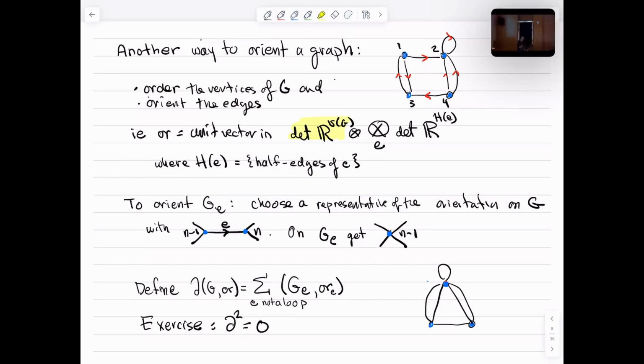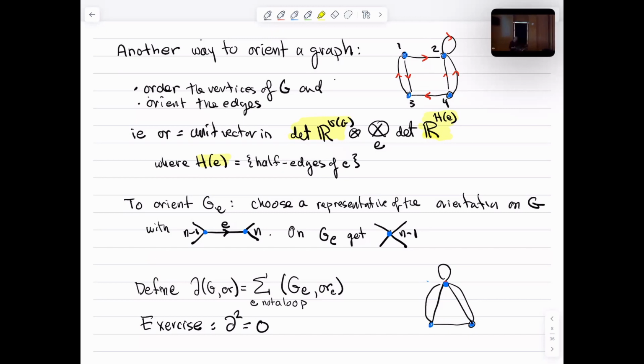Determinant of R to the V of G, that just orders the vertices. And then for each edge, I'm going to take R to the H of E, where H of E is the number of half edges of E. So if I order the half edges of an edge, that's the same as putting an arrow on the edge. Okay, so that says exactly the same thing as my picture up there.